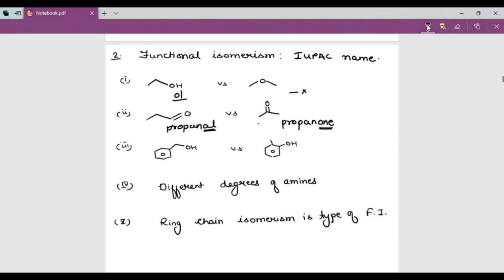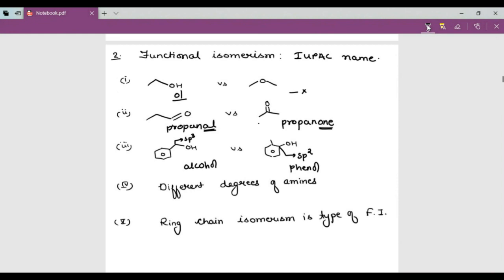Moving to point number three. Here OH is attached to an sp3 carbon, and here OH is attached to an sp2 carbon. Here the functional group is alcohol, here the functional group will be called phenol. So remember that alcohols and phenols, if they share the same molecular formula, are functional isomers of each other.